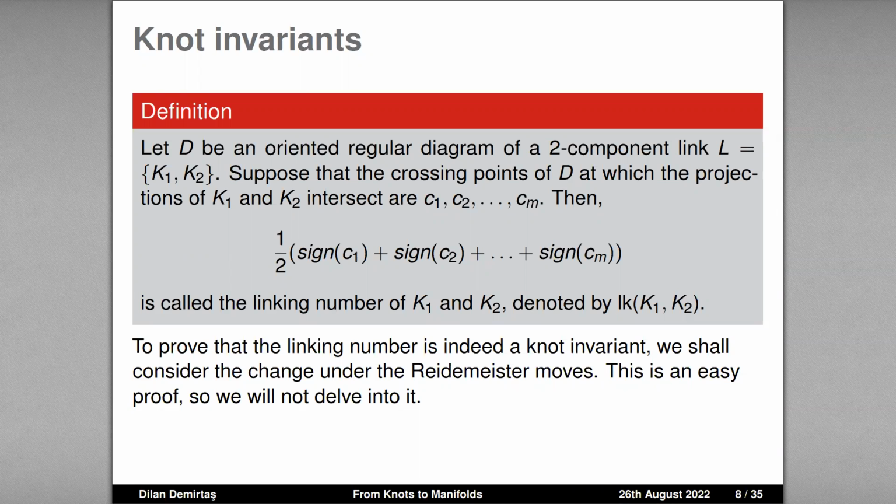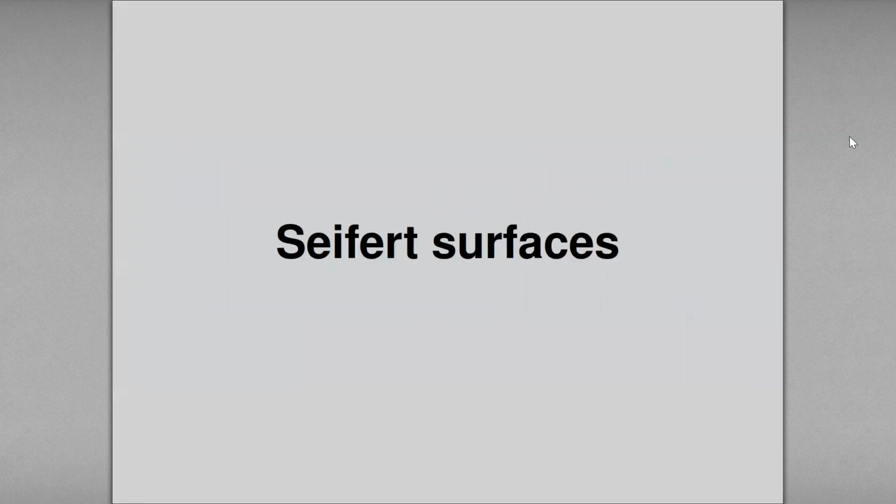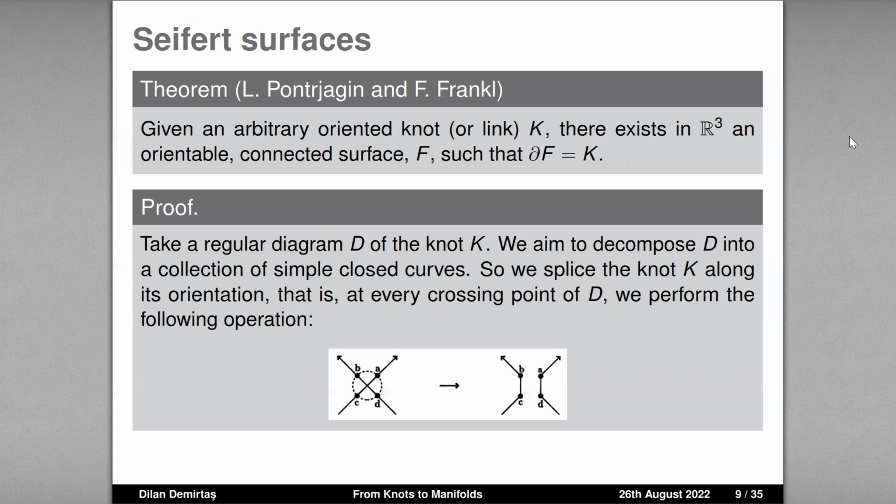Note that we do not care about the intersection points of K1 with itself, only the intersections of K1 and K2. So to prove that this is indeed a knot invariant, we should show that it is unchanged under the Reidemeister moves, but it's an easy task, so we will not delve into it. We will instead define a surface called the Seifert surface from a knot diagram.